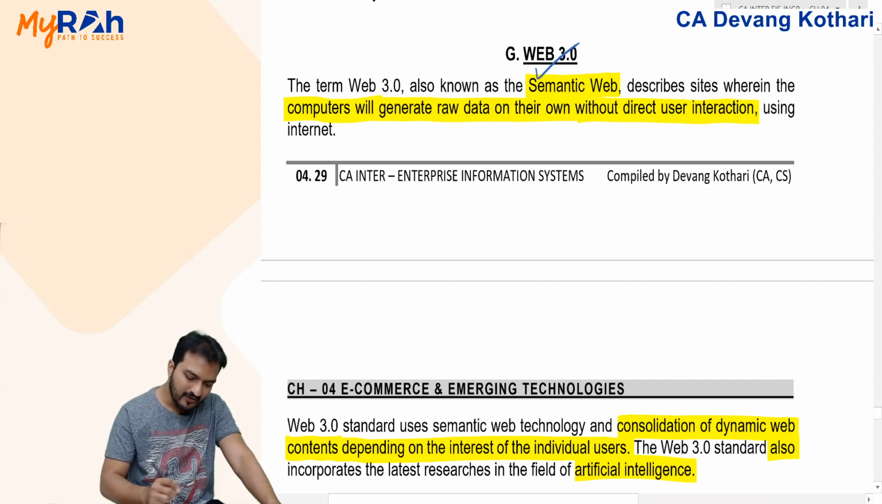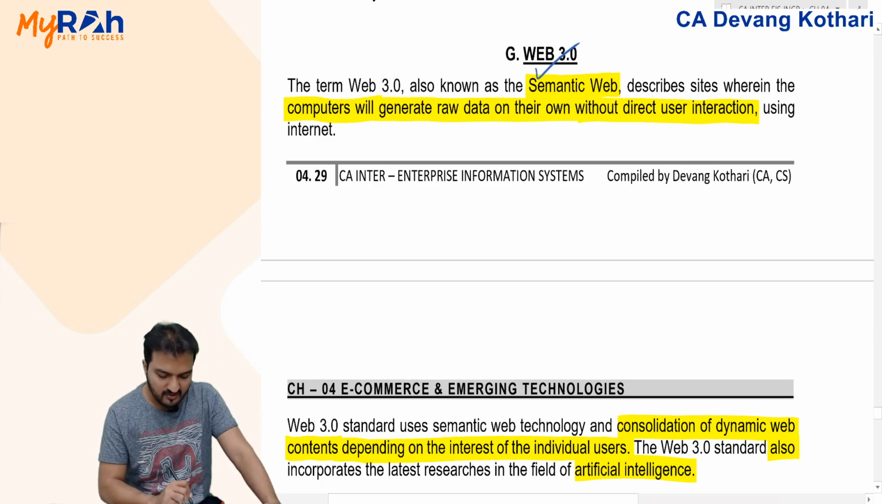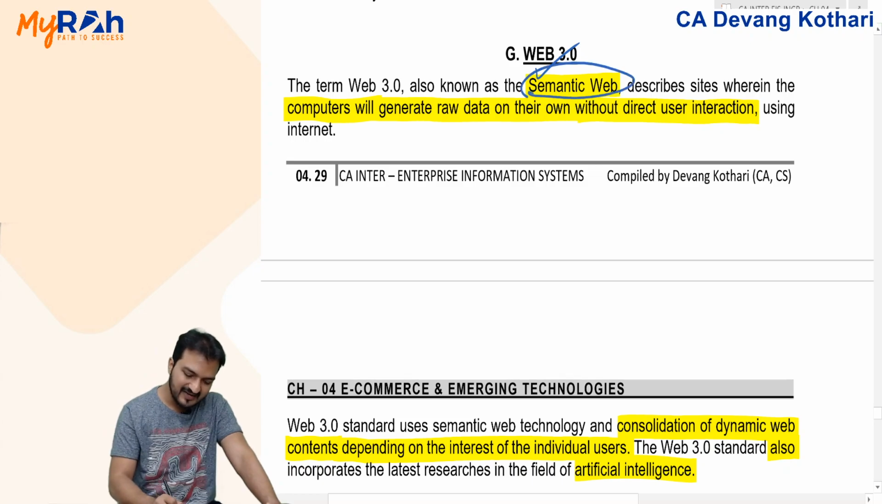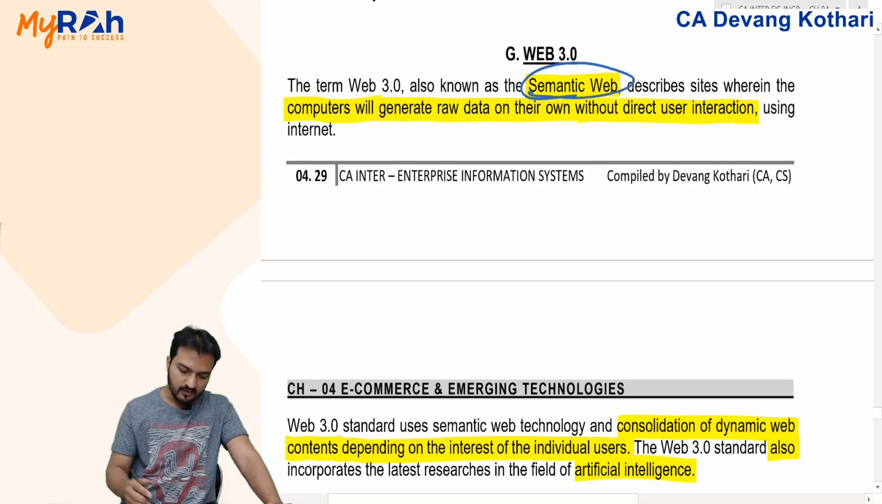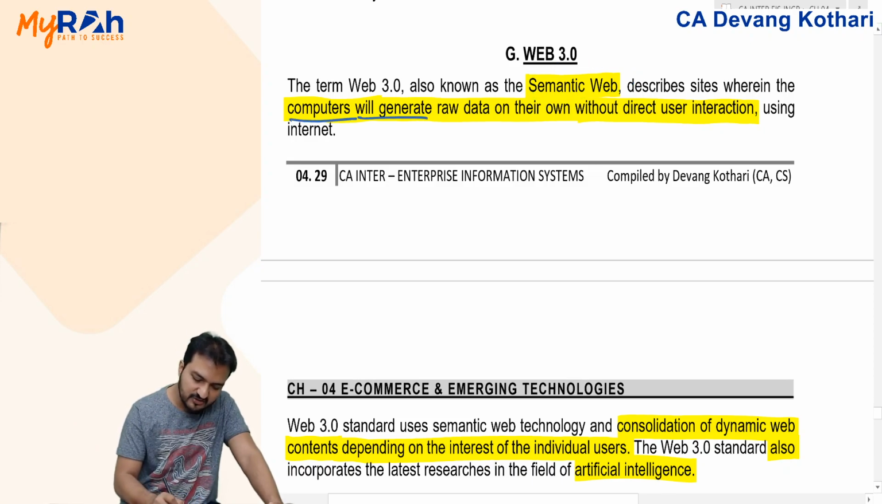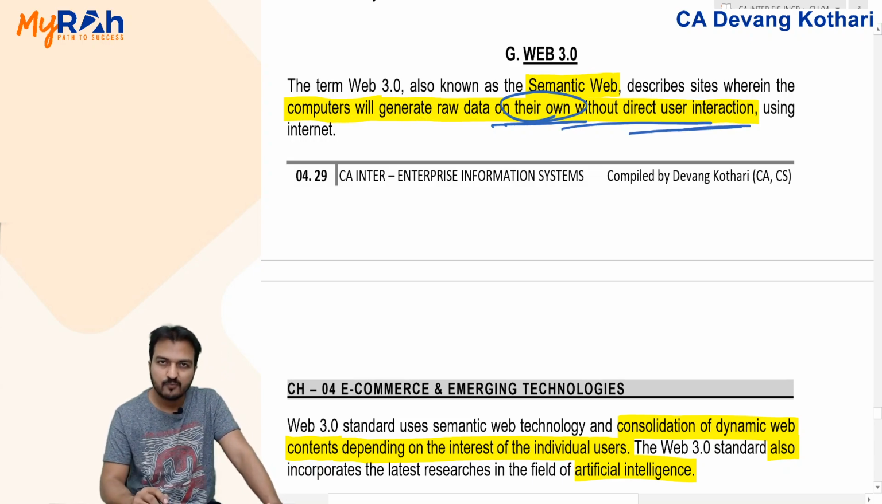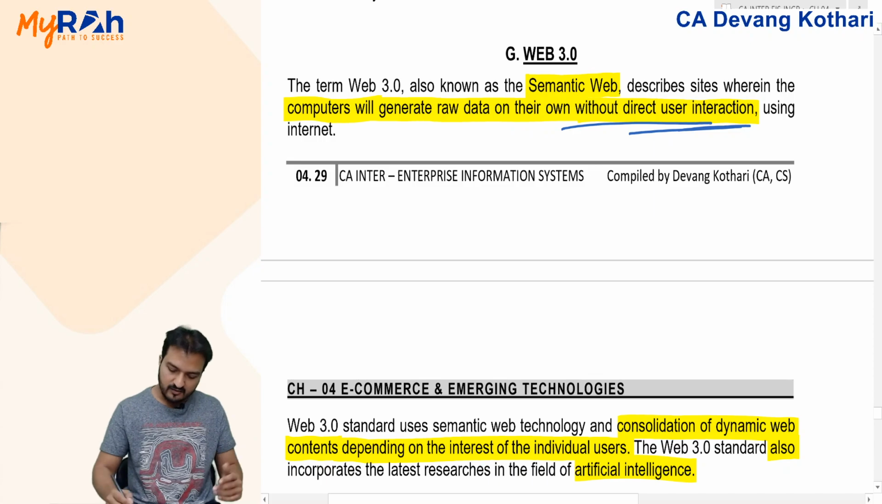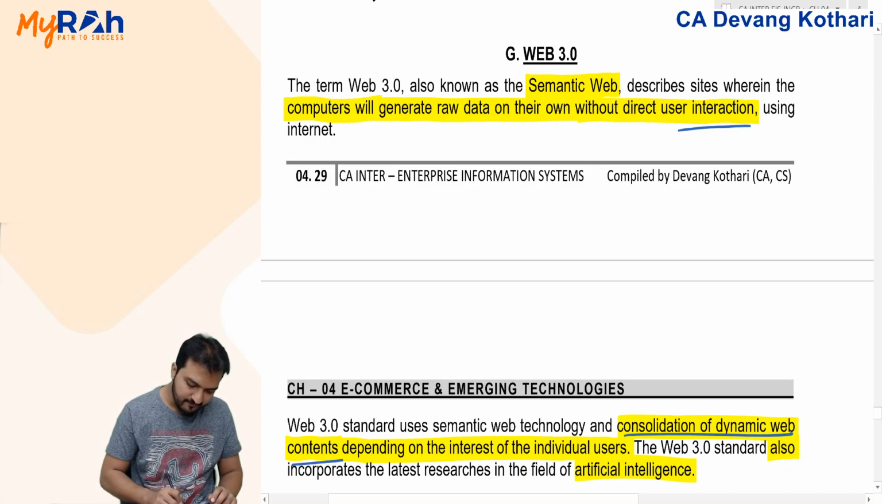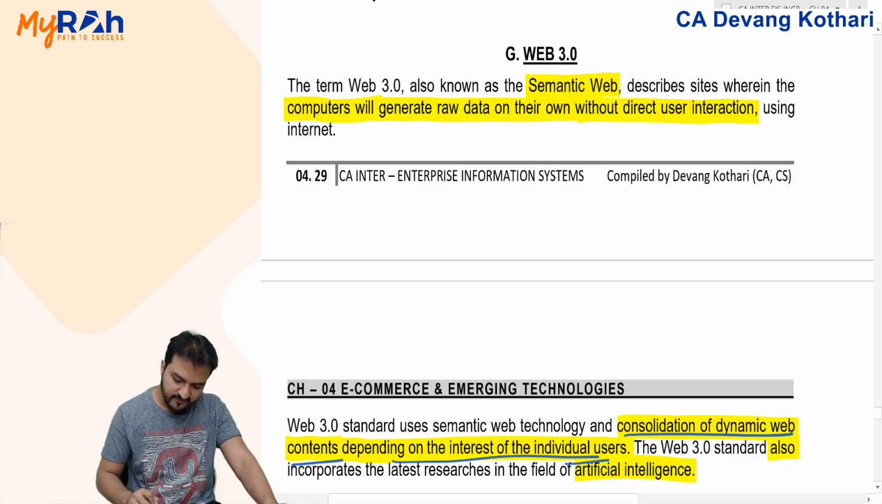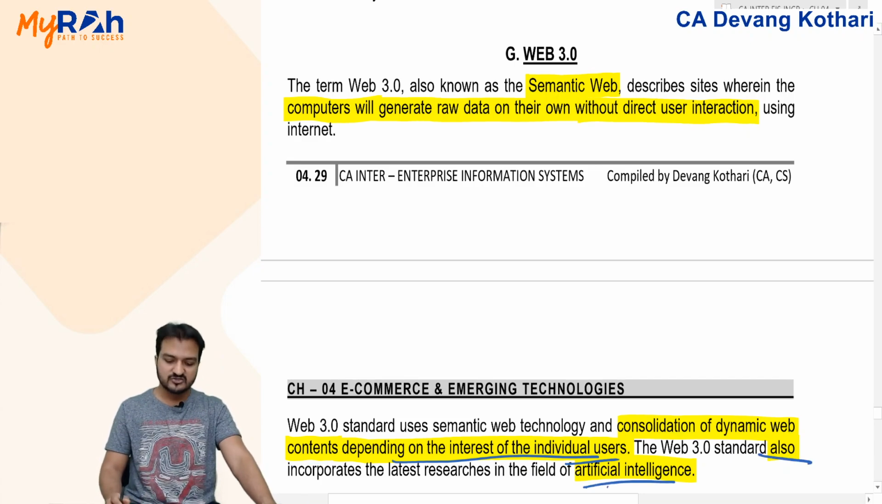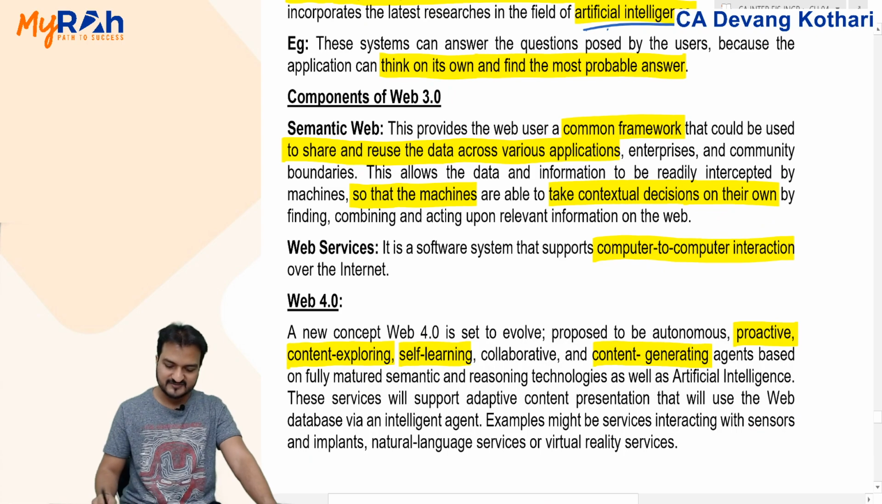Then next is Web 3.0. It was an advanced concept. It is talking about something called the Semantic Web, a network where the computers will generate raw data on their own without any user intervention. Computers will generate data on their own. It will consolidate dynamic web contents depending on the interest of the individual user, also using artificial intelligence in that.